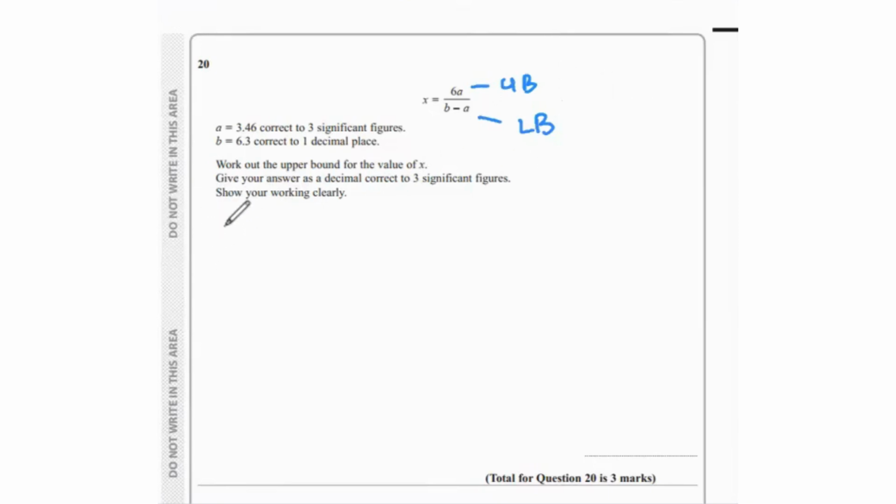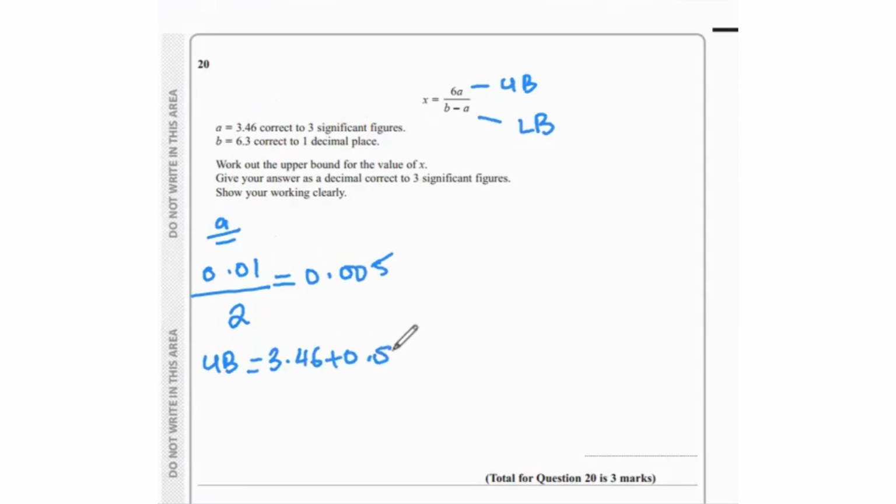So for the upper bound of A, we look at A is 3.46 correct to three significant figures. The third significant figure is 6, so the place value of 6 is 0.01. Divide that by 2, which is 0.005. So the upper bound would be 3.46 plus 0.005. That's 3.465.